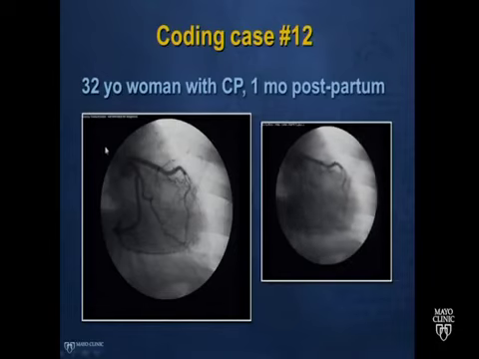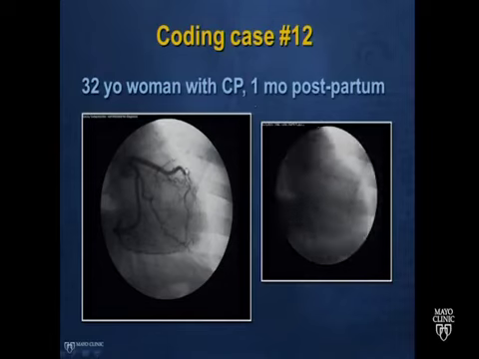So this is a right anterior oblique view, spine on the left, ribs going down to the right. So this is the anterior wall. Because this is the anterior wall, this must be the LAD. And what you can see here is this tram track appearance of the LAD in the setting of postpartum with chest pain. This is spontaneous coronary artery dissection. You can see the whole LAD in the distal segment has this dissection, and it'll also be reasonable to code thrombus here.